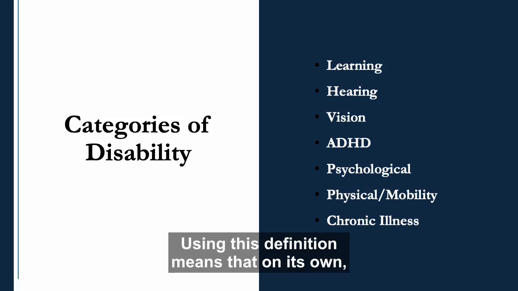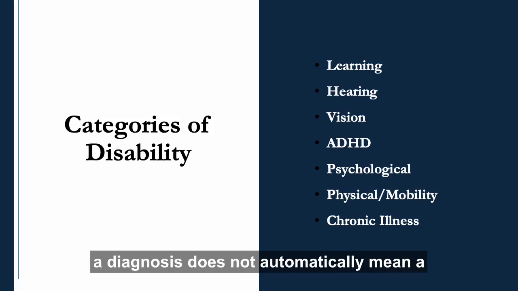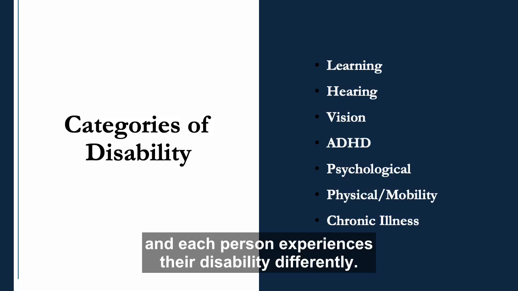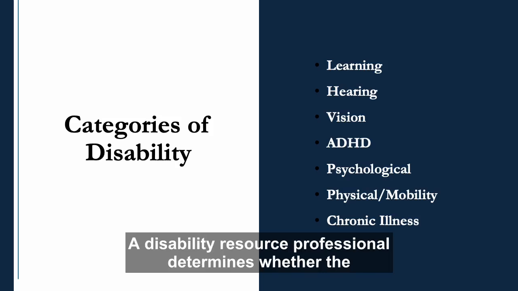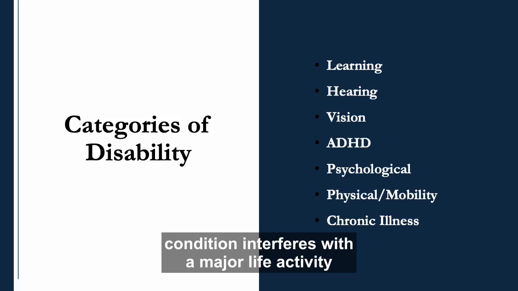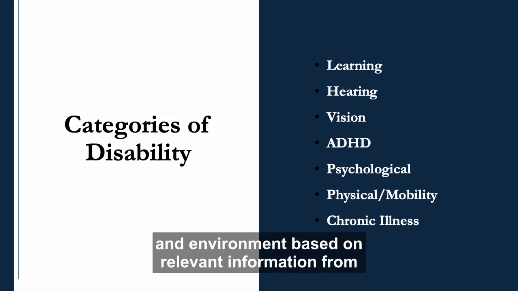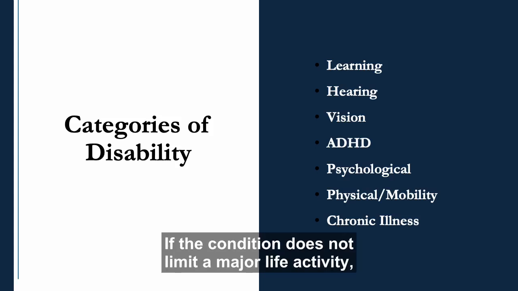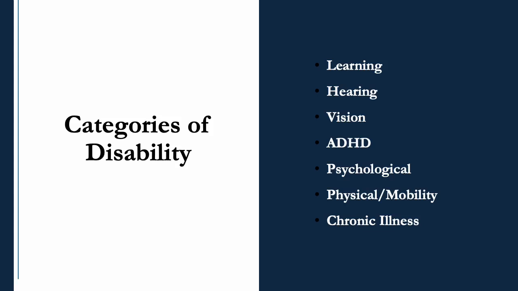Using this definition means that on its own, a diagnosis does not automatically mean a disability is present. Disability is a spectrum. Not all disabilities are visible, and each person experiences their disability differently. A disability resource professional determines whether the condition interferes with a major life activity that affects the student in the educational environment based on relevant information from healthcare providers and the student. If the condition does not limit a major life activity, no accommodations are needed.